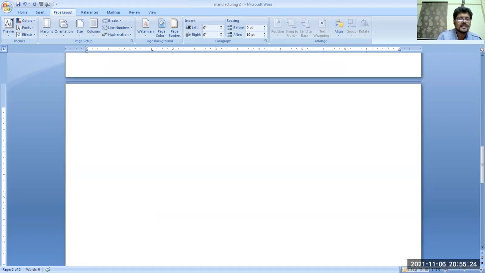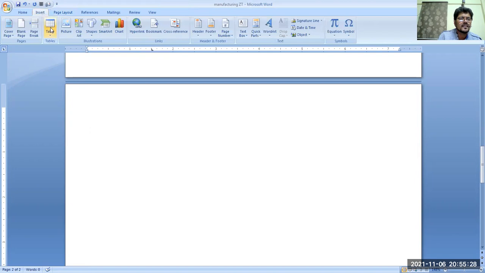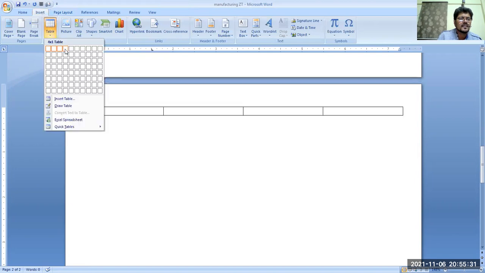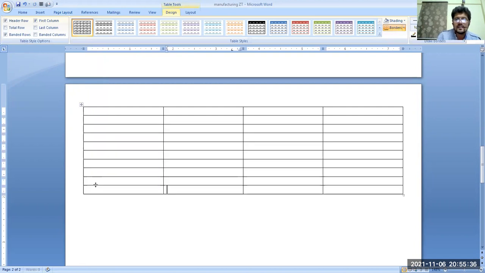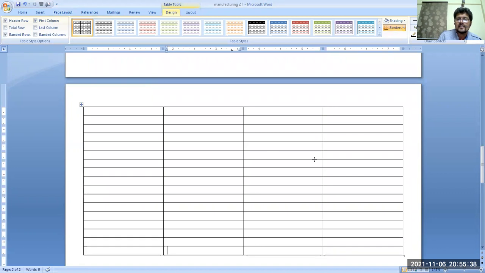See, this is the manufacturing account. You have to make it in 3 columns. Getting my point clear? You have to make it in 3 columns. Put dollar sign here in every column.